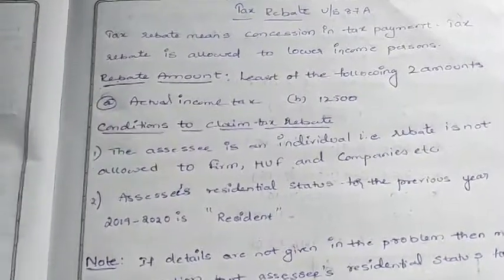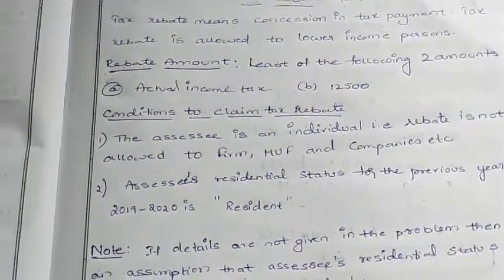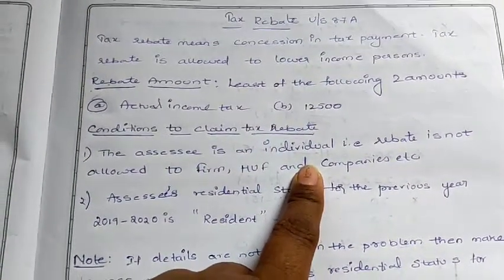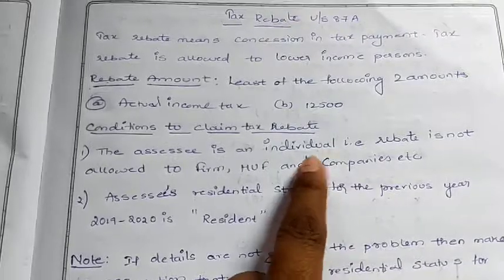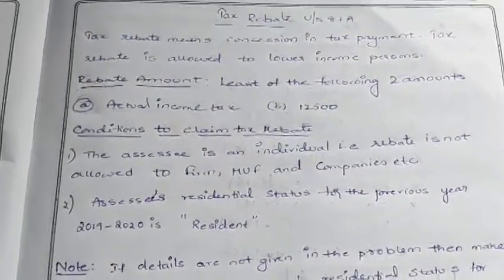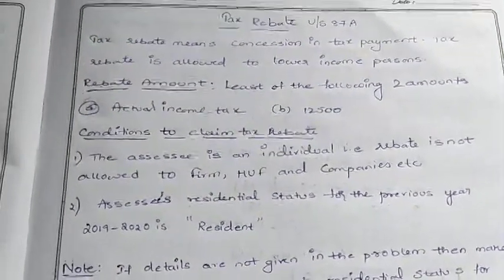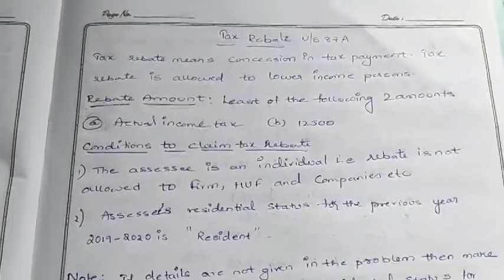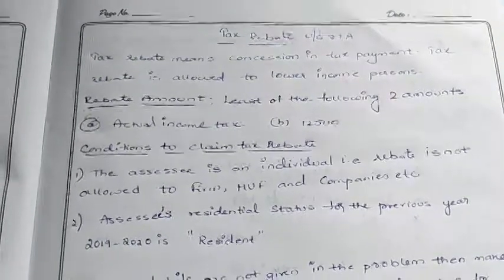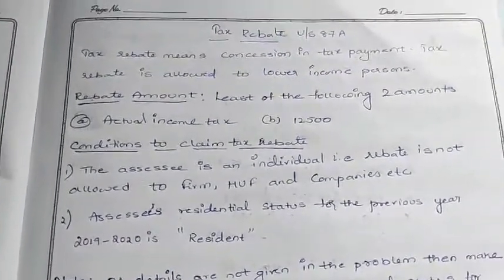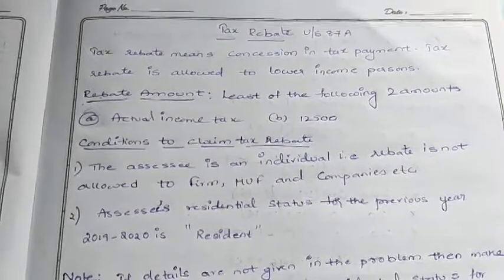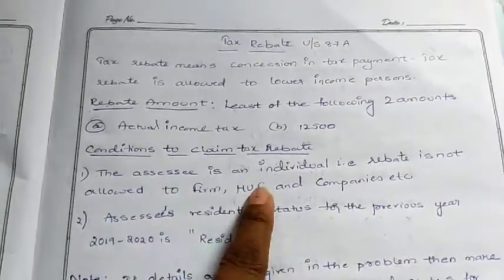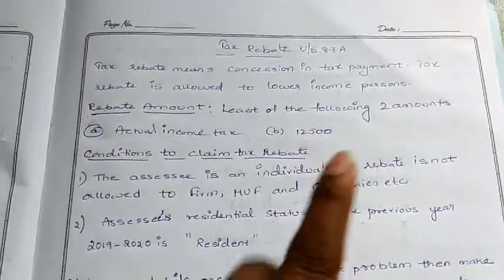Next, what are the conditions for a tax rebate? Nothing but who can claim the tax rebate. See, the assessee should be an individual, a person. Person means an individual person. In the case of person, as I have said, individual, firm, HUF, companies, statutory companies and so many others all come under person itself. But in the case of tax rebate, there should be a particular person. For a firm, for a Hindu undivided family, for companies, the rebate will not be applicable. It is applicable only to an individual.